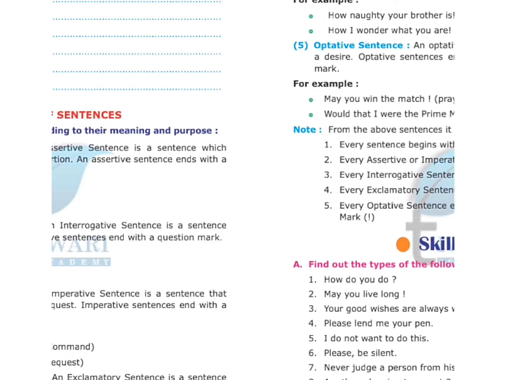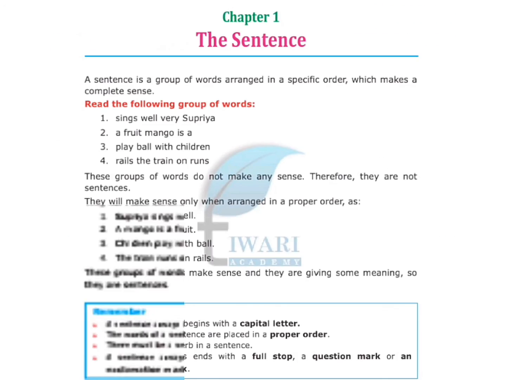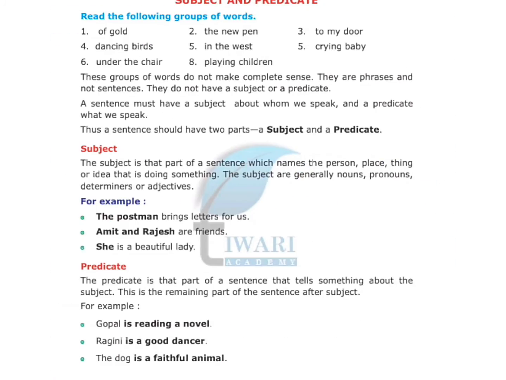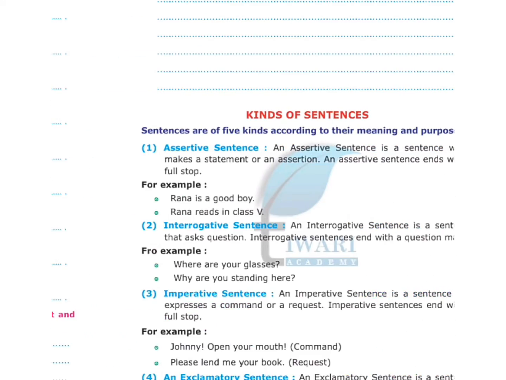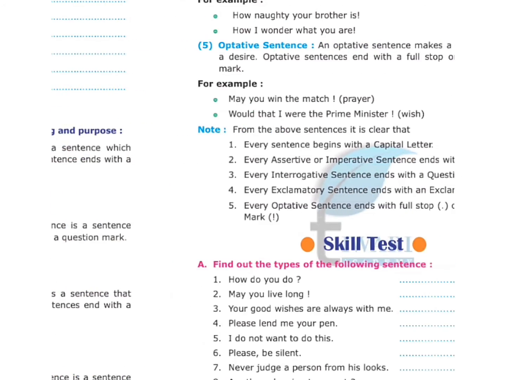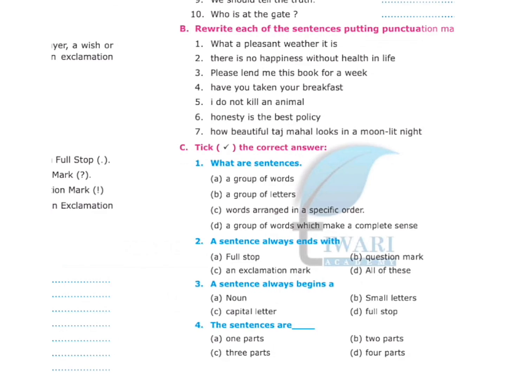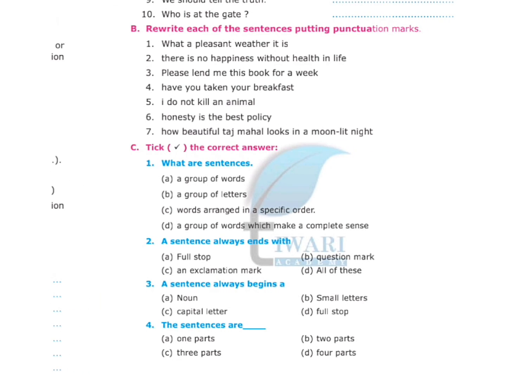So look at the sentences. How many parts are given here? I told you this one, right? Wait a minute, I am showing you. Okay, kinds of sentences. So there are 5 kinds of sentences which I told you recently. Got it completely? So here the sentences are given as 1 part, 3 parts, 2 parts, 4 parts.